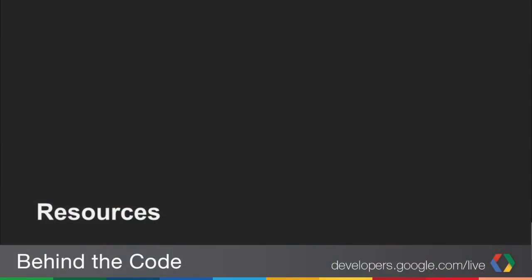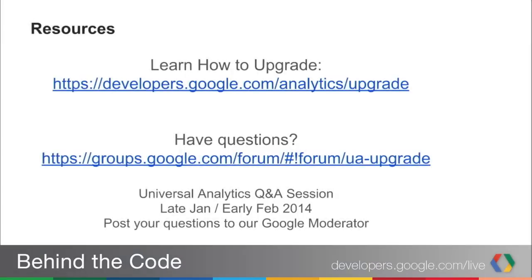Cool. Well, we've covered step 1 and 2 of the upgrade, as well as the timeline. I just wanted to quickly give everyone some resources that you can go to after watching this video. So if you want to learn more about how to upgrade, we have this whole upgrade center that we've published. It's at developers.google.com/analytics/upgrade. You can go there and it covers migration paths for whatever library you're using. We've documented how to upgrade from there. So definitely check that out.